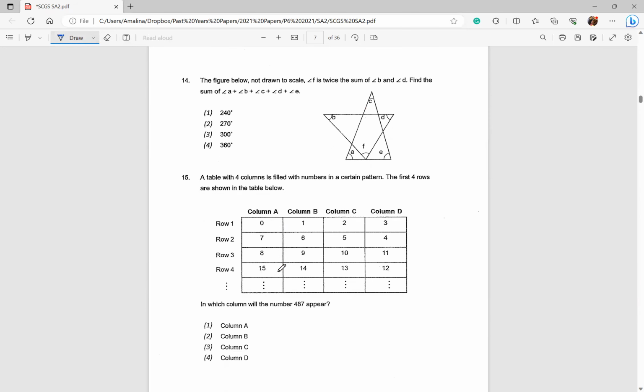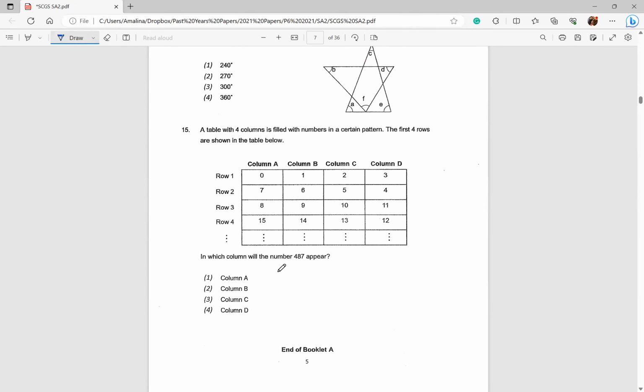Okay, question 15 is also an interesting question. Okay, so a table with 4 columns is filled with numbers in a certain pattern. The first 4 rows are shown in the table below. Okay, so if I look at this pattern, it goes in a zigzag formation. All right, we're going from left to right, right to left, left to right, and so forth. Okay, it's like a snake. So in which column will the number 487 appear?